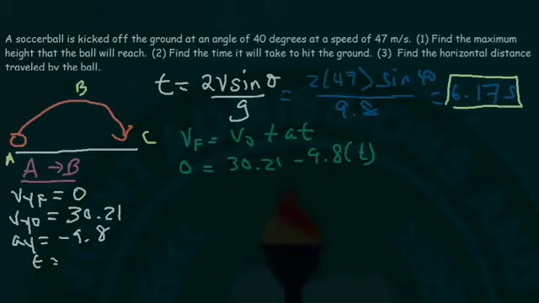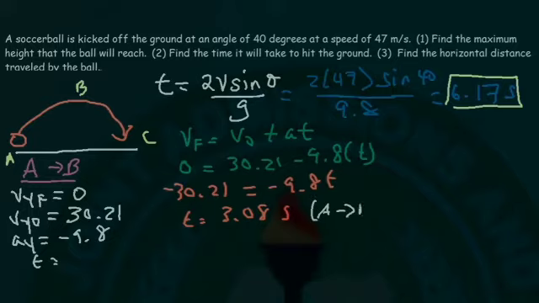So if I move the 30.21 to the other side, I get this. So it's 30.21 divided by 9.8. So t is 3.08 seconds. Well, it's like 3.08 if you round it, but if you double it, that's the time it takes to go from A to B. From A to C, it's twice that value.